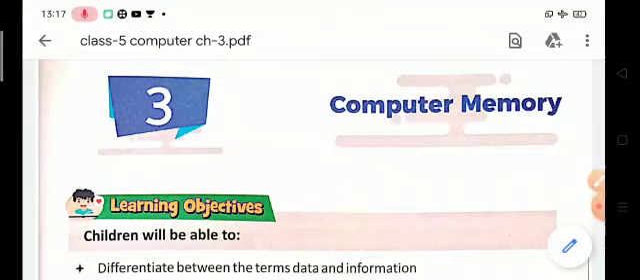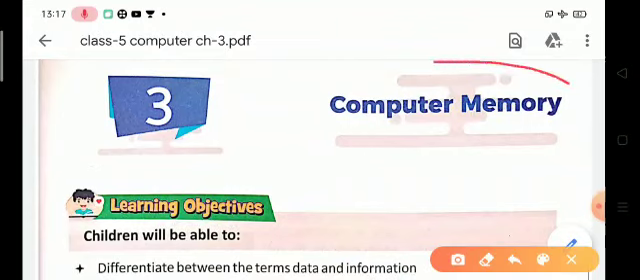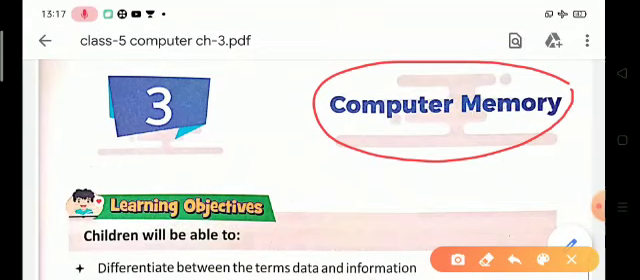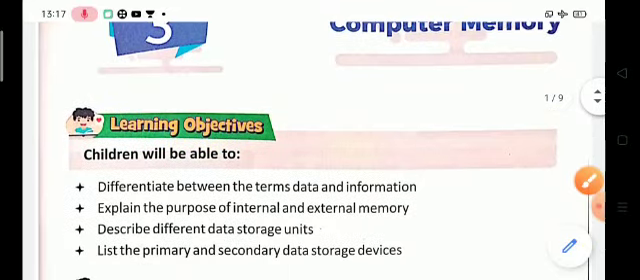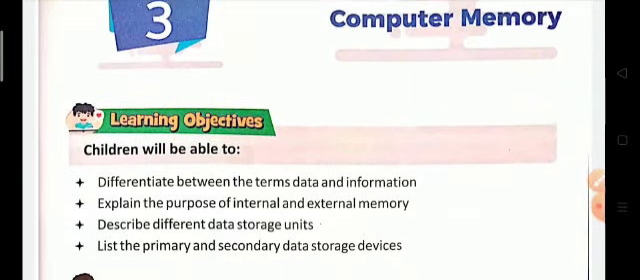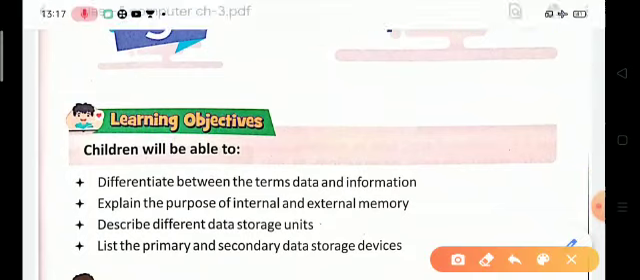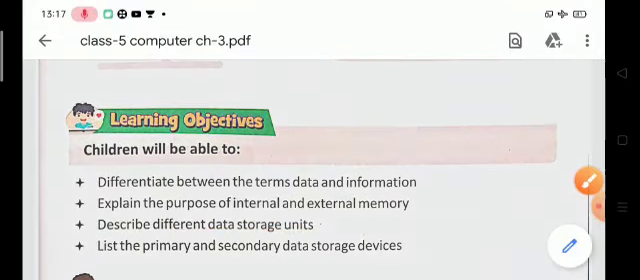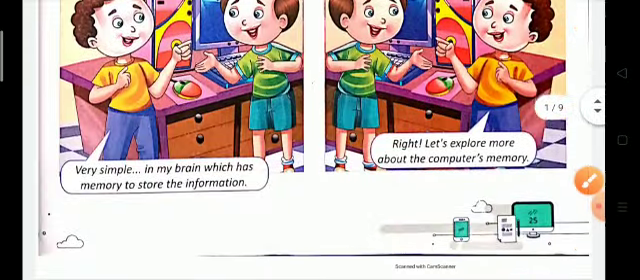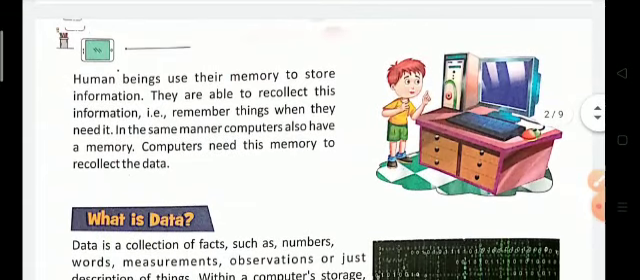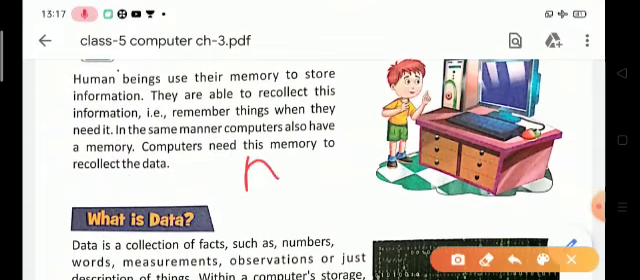So, children, let's start chapter number 3, and the chapter name is Computer Memory. In this chapter, we will be learning about computer memory and types of memory, like secondary memory, primary memory, what is internal memory, external memory, and different types of storage units. Okay, so let's start. My first topic is memory.